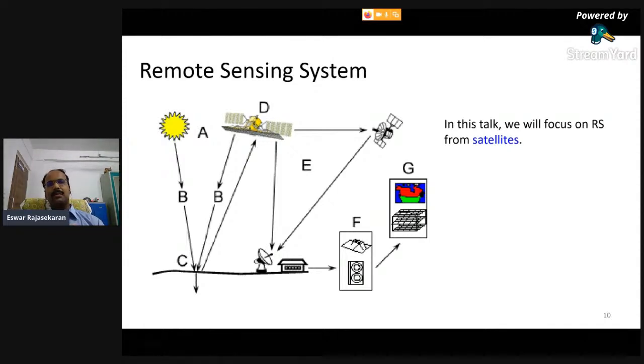Okay, so what exactly does a remote sensing system comprise? What exactly do we do in remote sensing? You should know this too, but just as I said, I'm telling this to brush up the fundamentals.